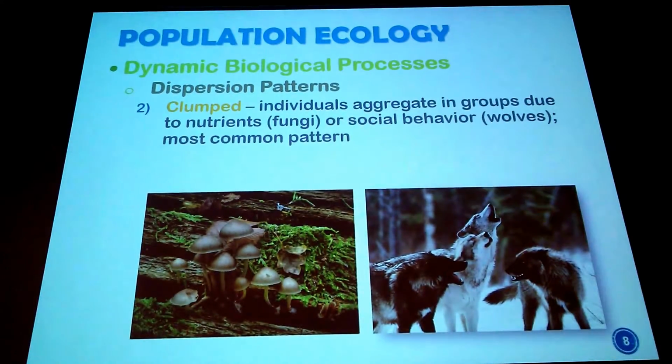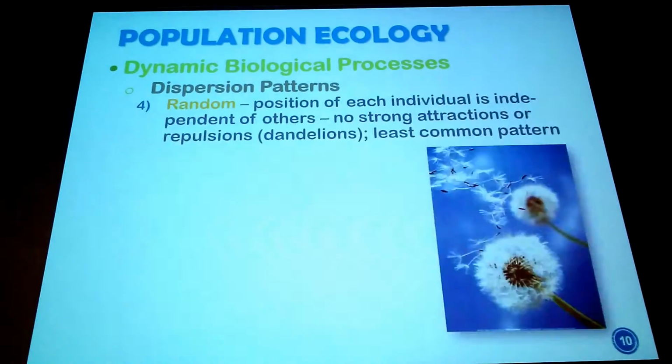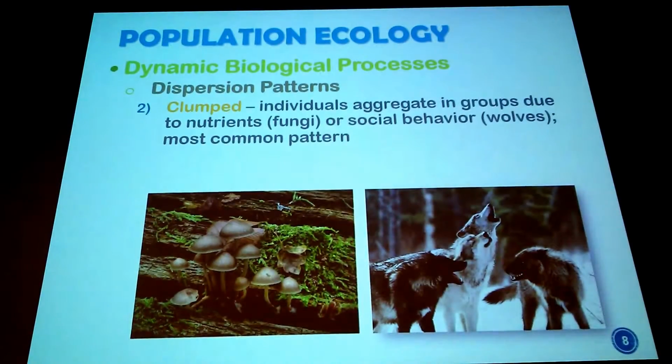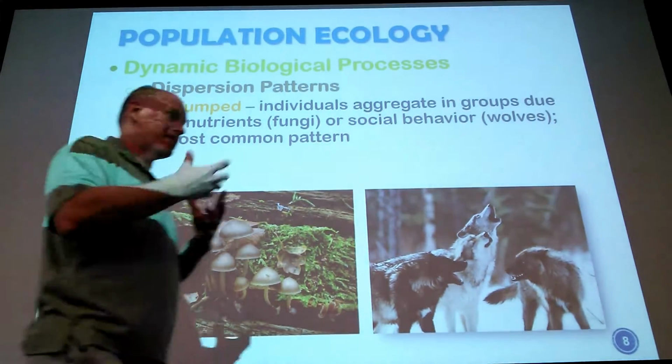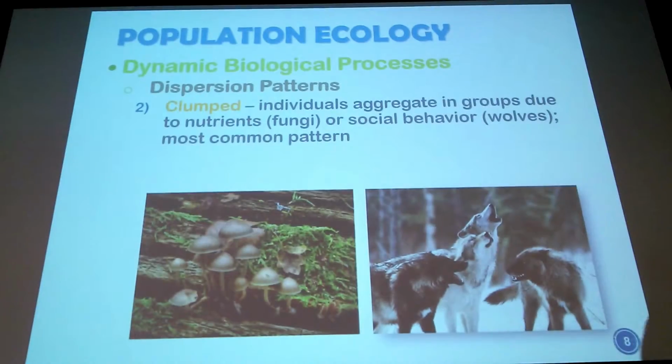Now, there are three patterns we're going to talk about: clumped, uniform, and random. Clumped is the most common pattern we can find in nature. Individuals aggregate in groups due to nutrients, like fungi, or social behaviors, like wolves. Okay, they aggregate into groups. That means they clump together. That's what aggregate means. You can talk about an aggregate or a bunch of grapes.